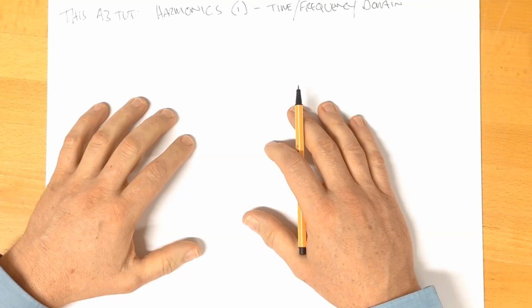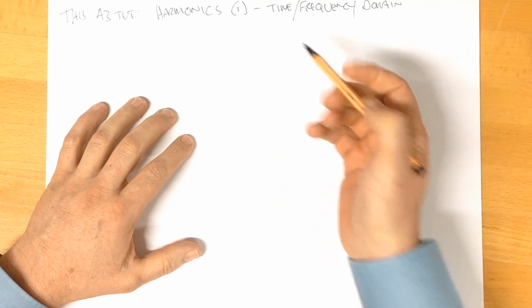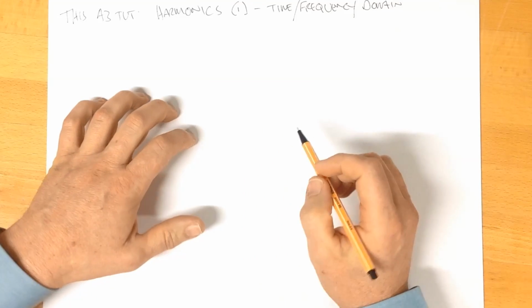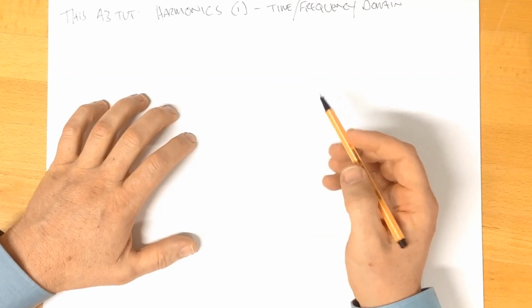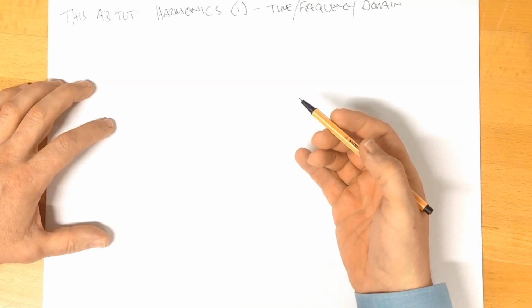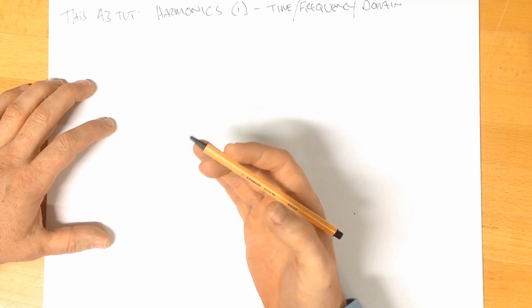In this A3 tutorial, we're going to look at harmonics and what they are, and we're going to look at them in the time and in the frequency domain. So the first question that we really need to ask here is, or to understand, is what is a harmonic? And the best way of understanding this is to look at waveforms in the time domain.